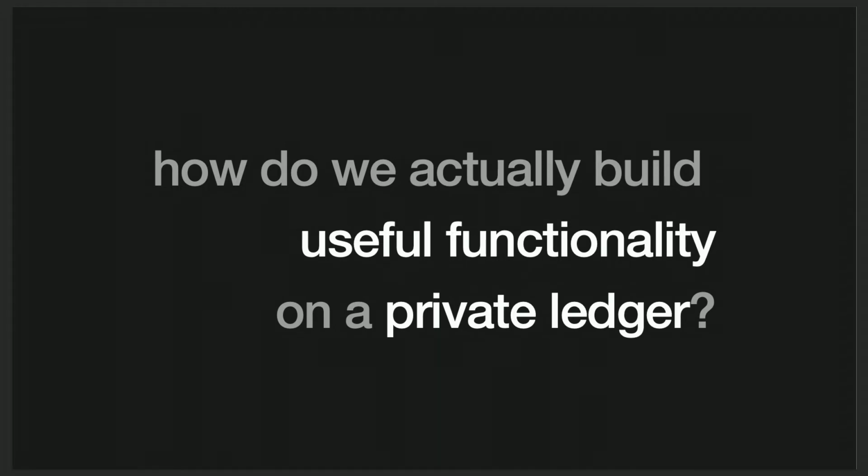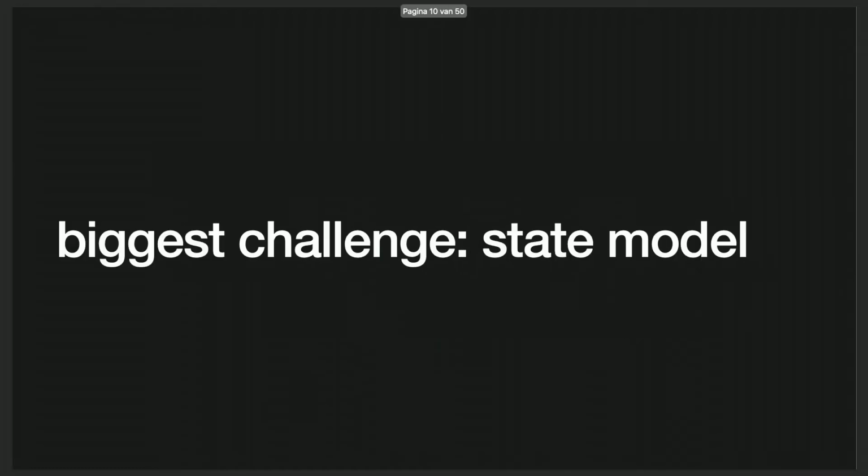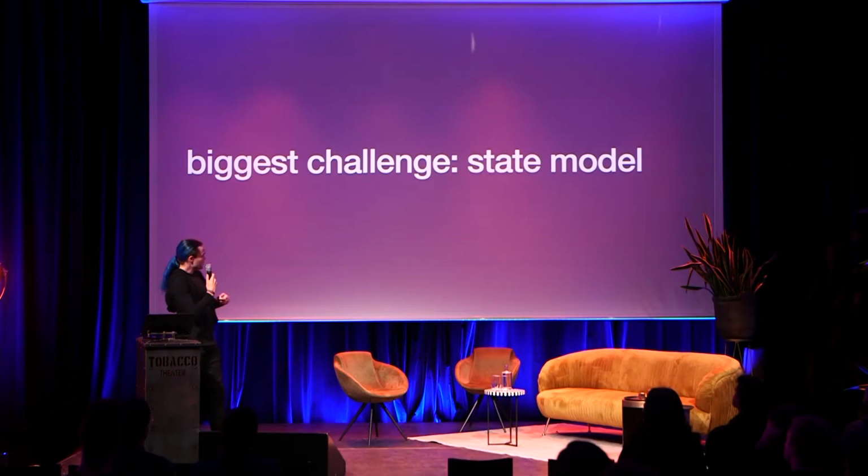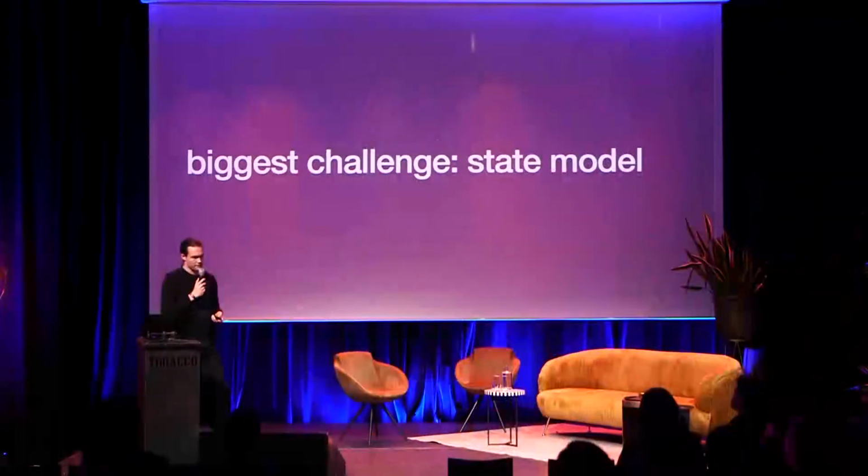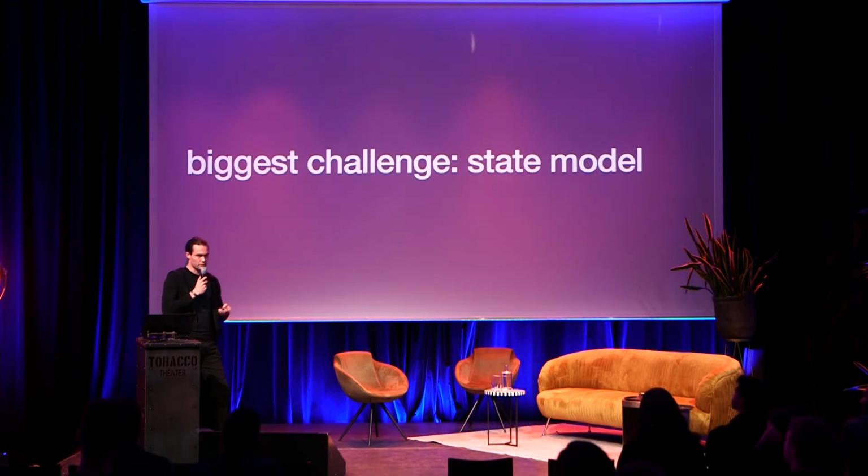How do you go from what would be useful to how are we going to build the useful functionality? And what I'm hoping to convince you of in this talk is that actually the biggest challenge to building a useful private system is not the ZK cryptography or what proof system you're using or whatever, but it's the fundamental state model. And that this is really the big blocker to building useful private systems.